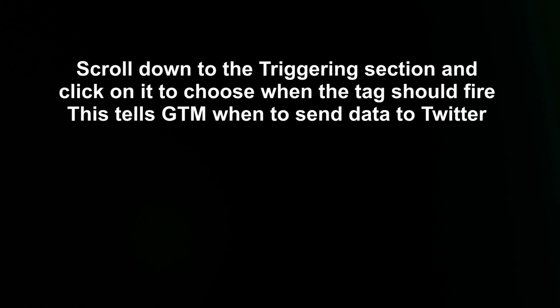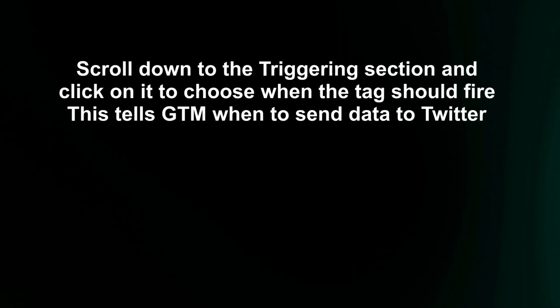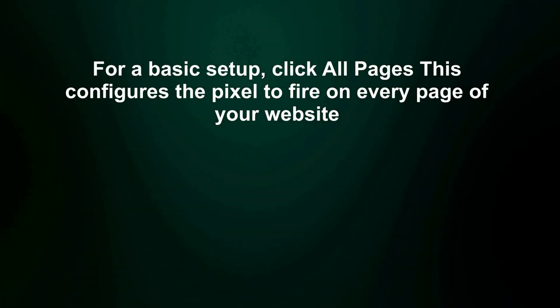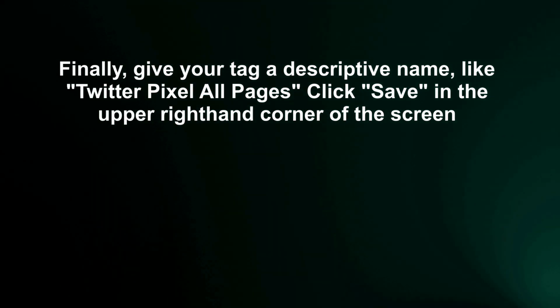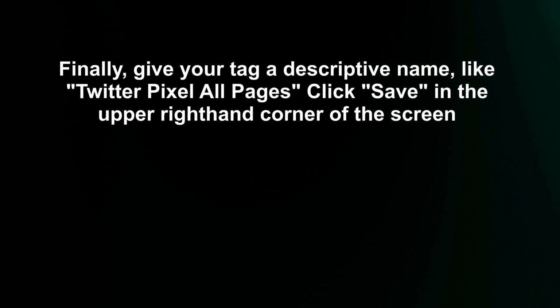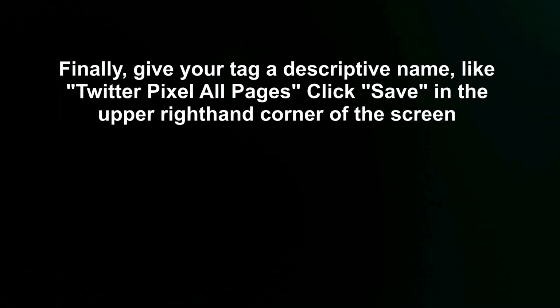Scroll down to the triggering section and click on it to choose when the tag should fire. This tells GTM when to send data to Twitter. For a basic setup, click All Pages. This configures the pixel to fire on every page of your website. Finally, give your tag a descriptive name, like Twitter Pixel All Pages. Click Save in the upper right-hand corner of the screen.